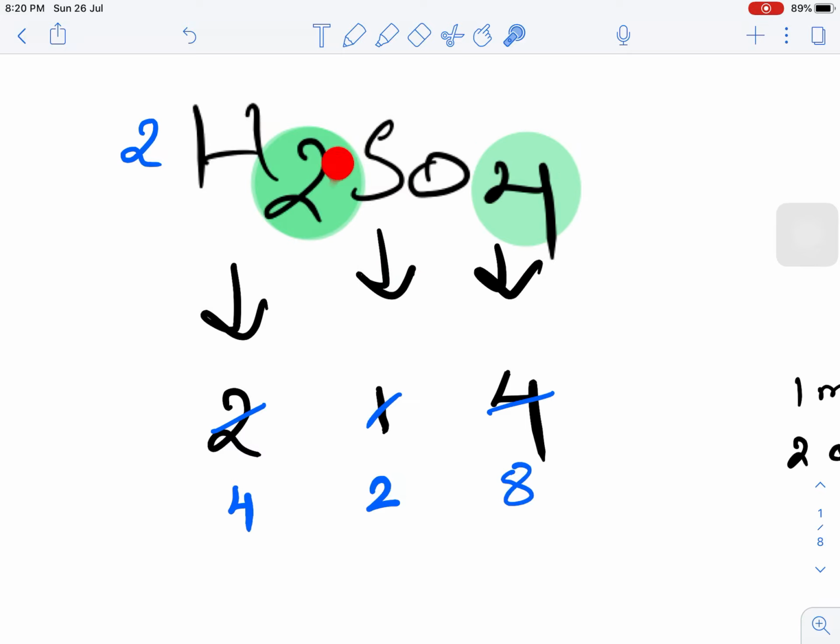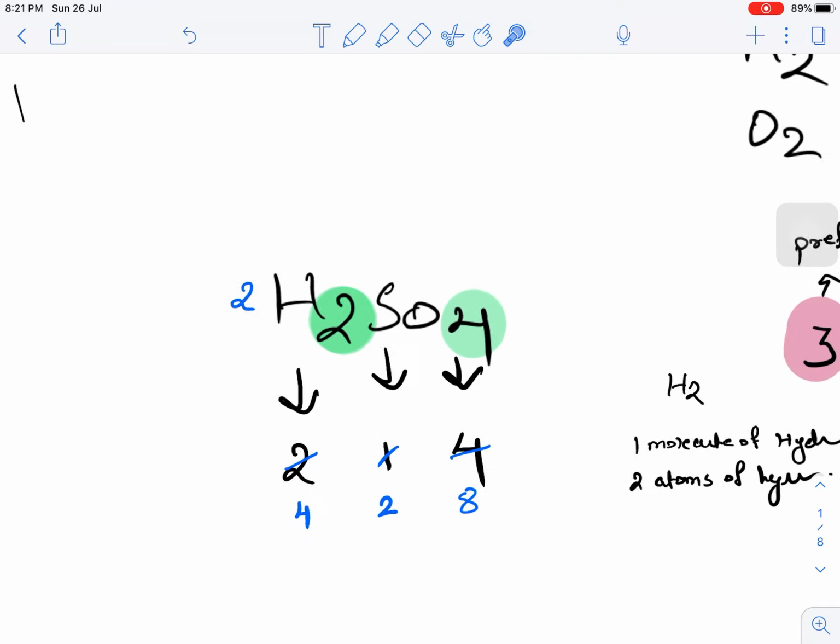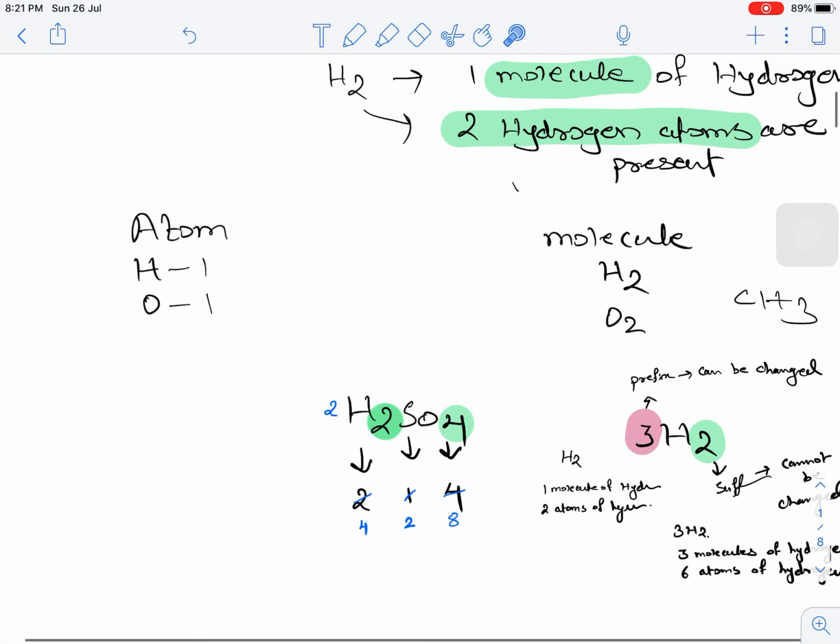Previously there were only 2 atoms of hydrogen, 1 atom of sulfur and 4 atoms of oxygen, but when we have written here 2, there are now 2 molecules of sulfuric acid, and in this there are 4 atoms of hydrogen, 2 atoms of sulfur and 8 atoms of oxygen. Now let us try to balance some chemical reactions.